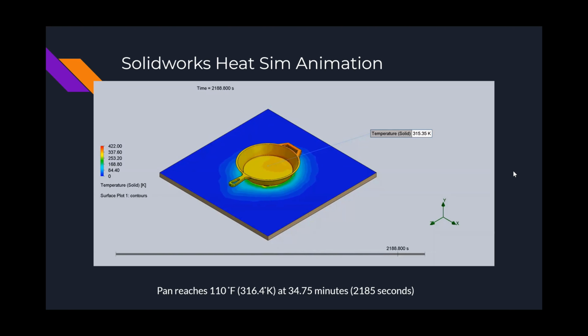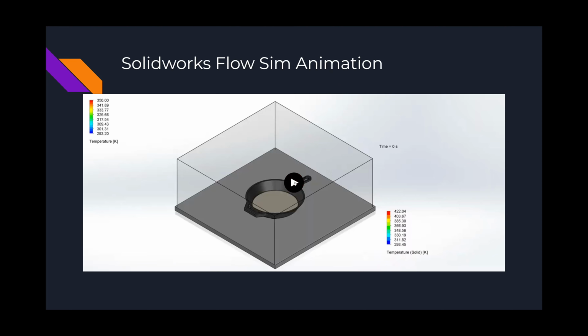Here is a SolidWorks flow simulation of our model. The arrows represent the airflow around the cast iron pan. You can see that once the air goes inside the pan, it reaches a temperature of about 309 degrees Kelvin or 97 degrees Fahrenheit. As the air flows away from the pan, it cools off to room temperature.